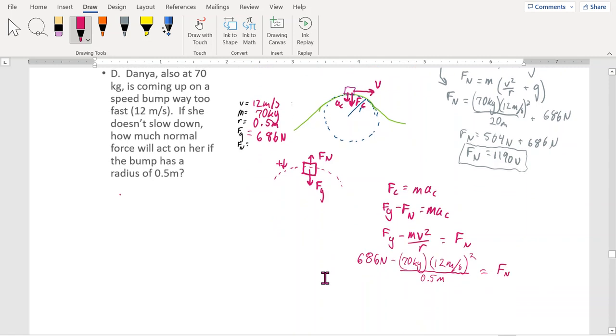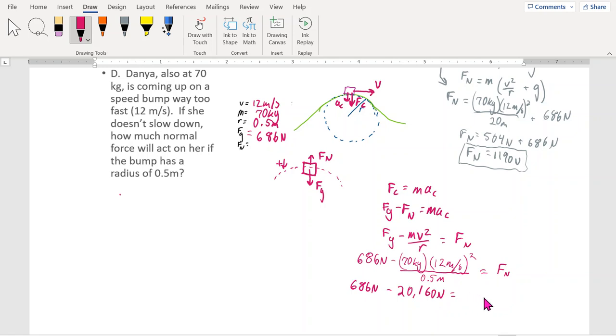And now we're going to see a bit of a surprise. We have 686 newtons minus this guy right here, 70 times 144 divided by 0.5. Notice it's a number less than 1, so it's actually going to make the overall number larger. It's going to be 2160 newtons. Okay, so that's a huge, huge force there. And that's the centripetal force, right? In order to make this turn.